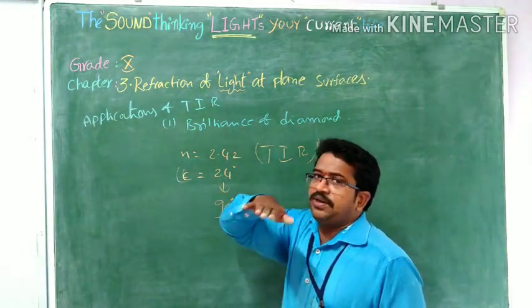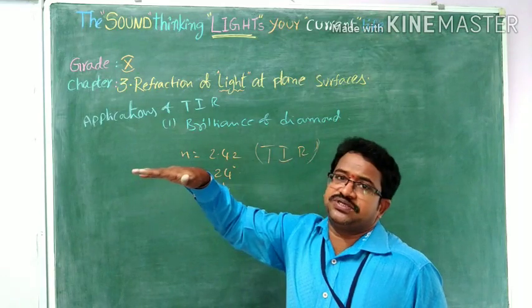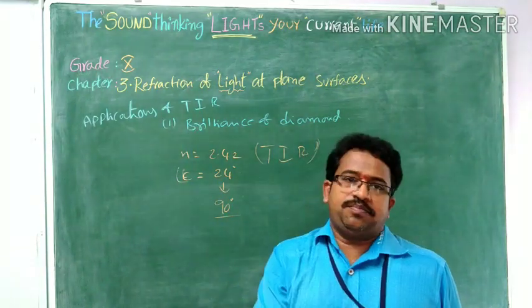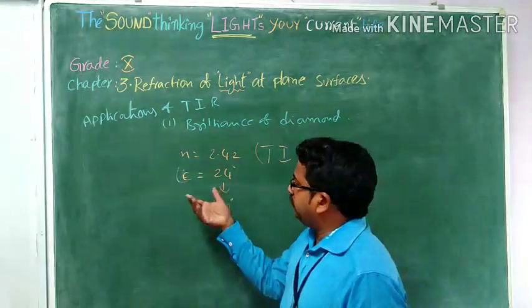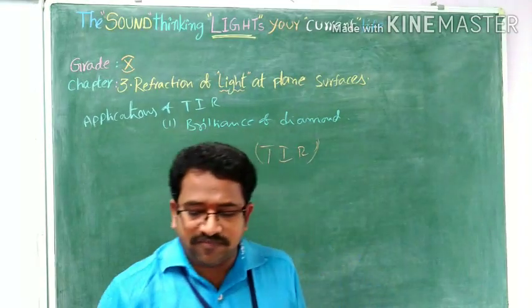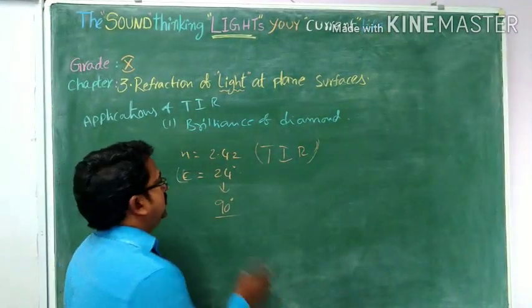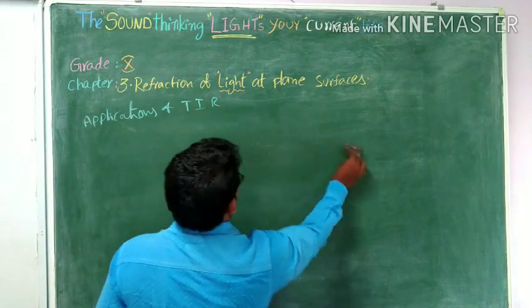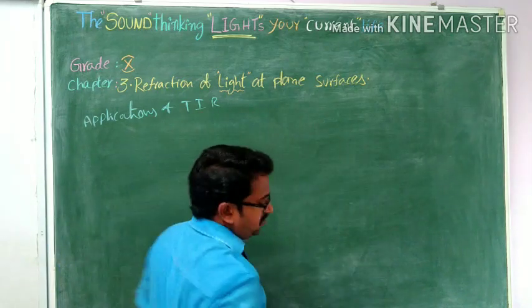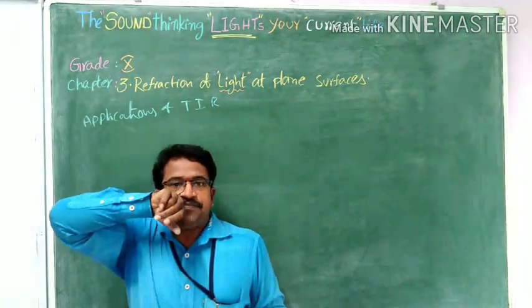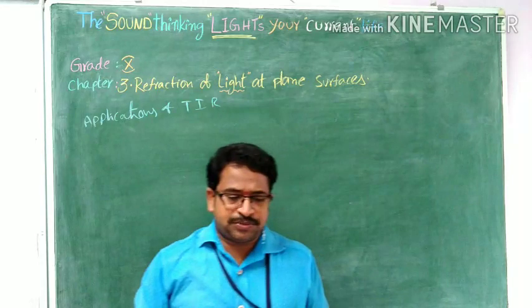After the critical angle, what happens? The ray, when the angle is more than that, immediately bounces back into the same medium. So multiple reflections take place because of this TIR, and the diamond becomes a very precious gem. That's about the brilliance of diamond. So what are the reasons? High refractive index, a small critical angle, and multiple reflections taking place.